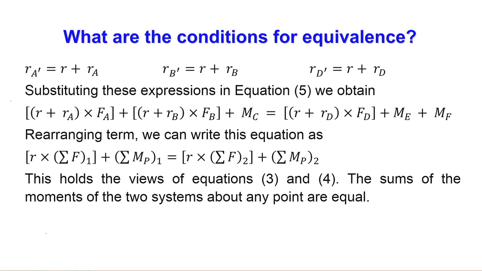So, sigma F 1 and sigma F 2 are the same, and they are multiplied by the same quantity R. So, the first terms of the left hand side and right hand side are the same. Then the second terms are also already proved for point P. So, M_P 1 and M_P 2 are also the same. This way this equation holds. So, for any point P dash, the expression which I have got is proved. That means about any point these moments will be the same.